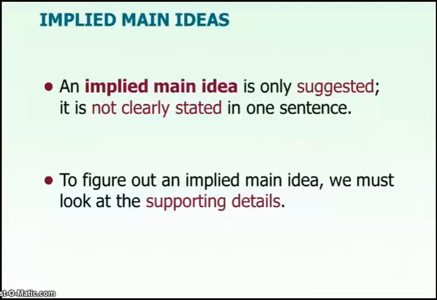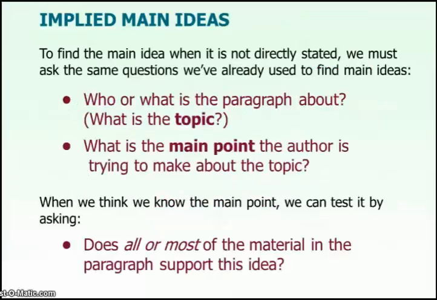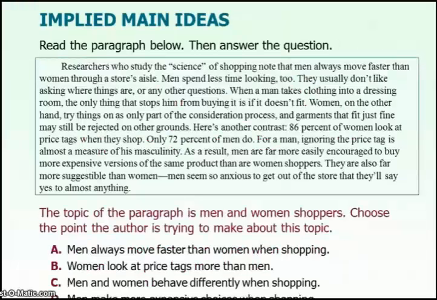So an implied main idea is only suggested, not clearly stated, and to figure it out, you always go back to the supporting details. To find the main idea when it's not directly stated, you look at who or what the paragraph is about, and what the main point is, and whether all or most of the material in the paragraph supports the idea. So let's look at this example. Researchers who study the science of shopping note that men always move faster than women through the store's aisles.